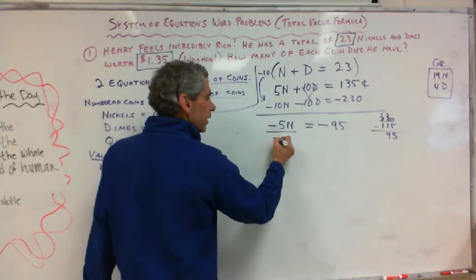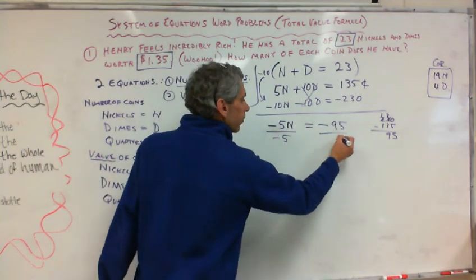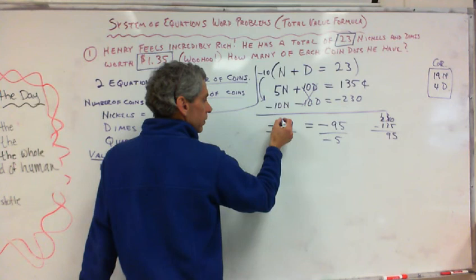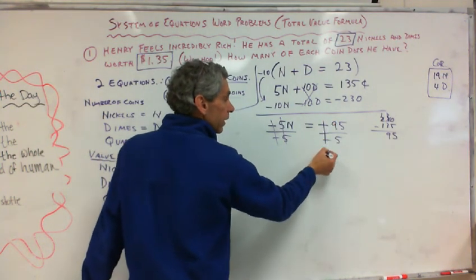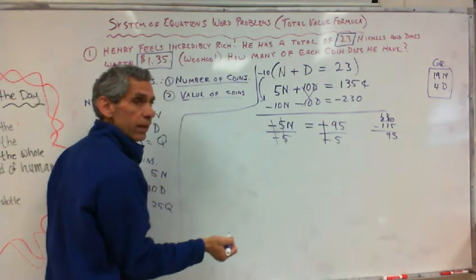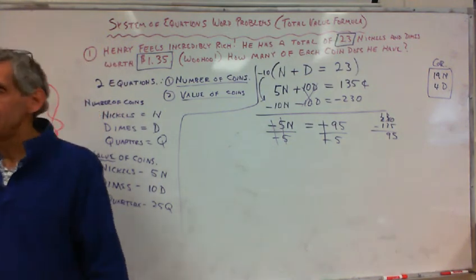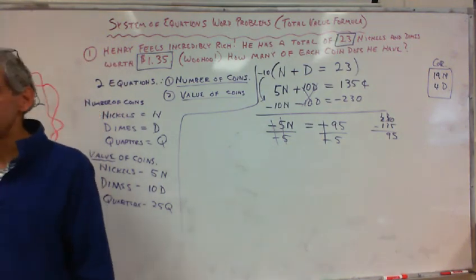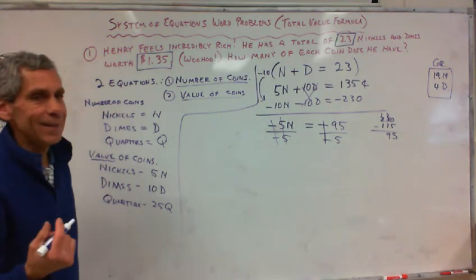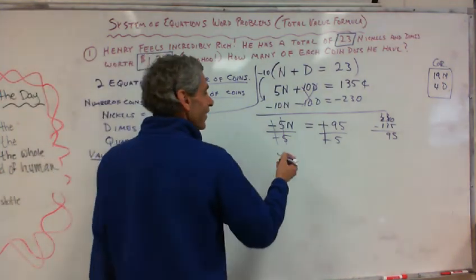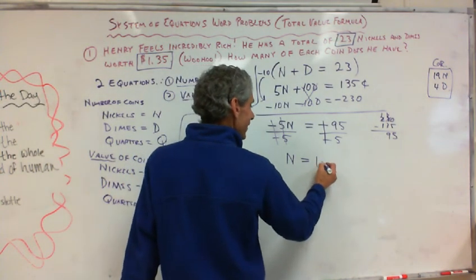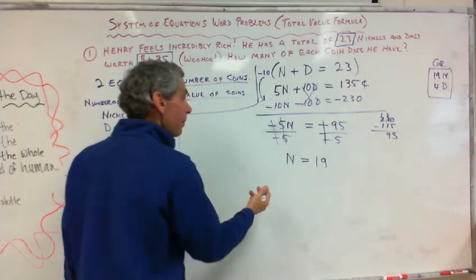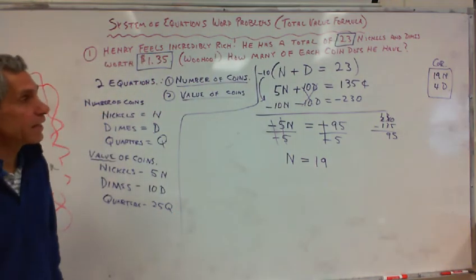I'm going to divide by negative 5. Divide by negative 5. These cross out. The negative divided by negative cross out. I just draw a line through it to make it positive. 95 divided by 5. Anybody know what? 19. Notice Graham is very attached to that number 19. 19. The number of nickels is 19.